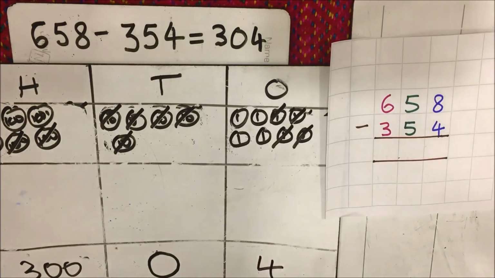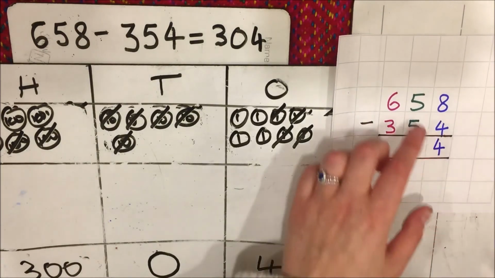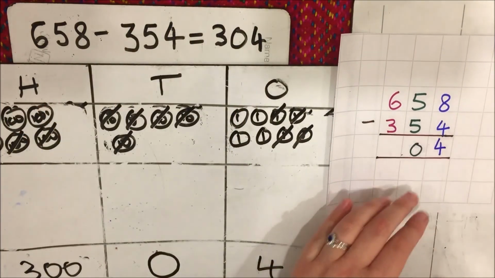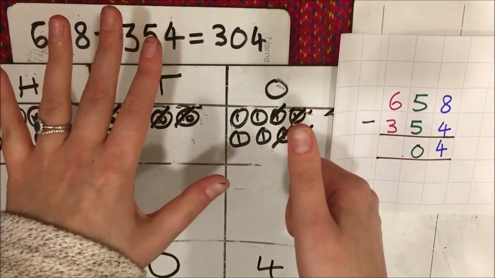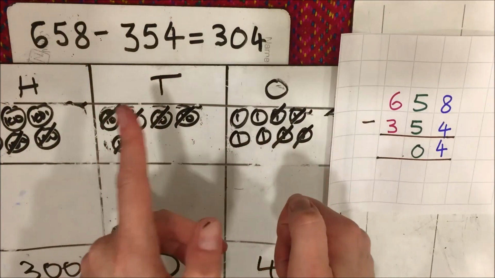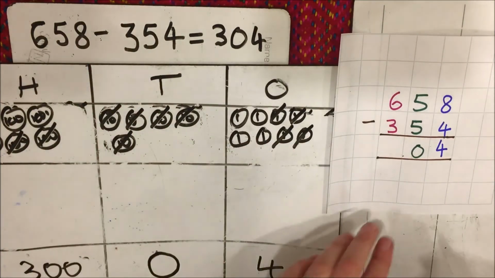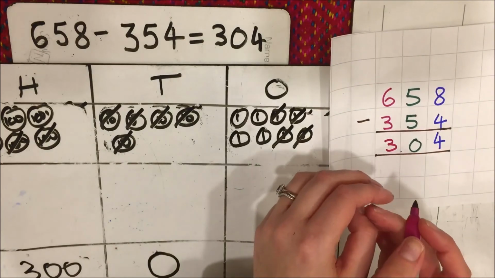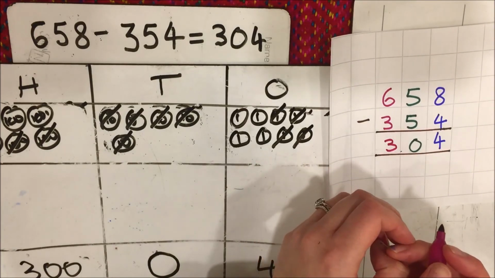First thing we do is 8 take away 4 is 4. 5 tens take away 5 tens. No tens. 600s take away 300s is 1, 2, 3. We're left with 300s. 304. I would like you now to complete the practice questions from your portfolio.